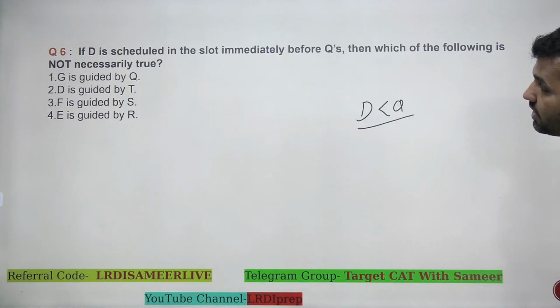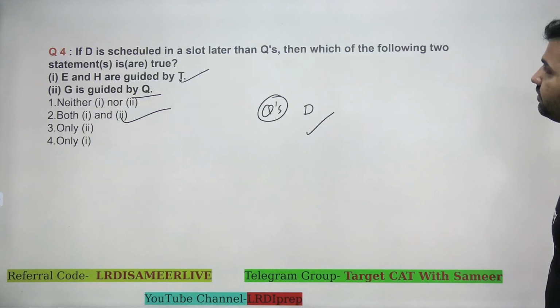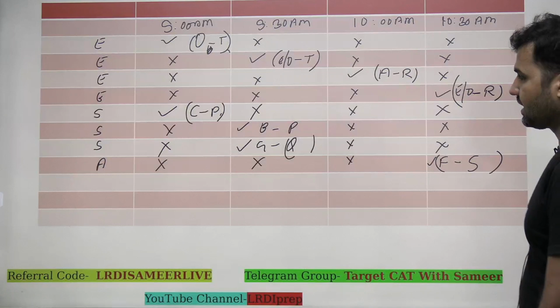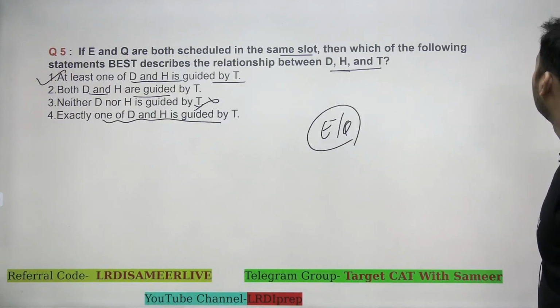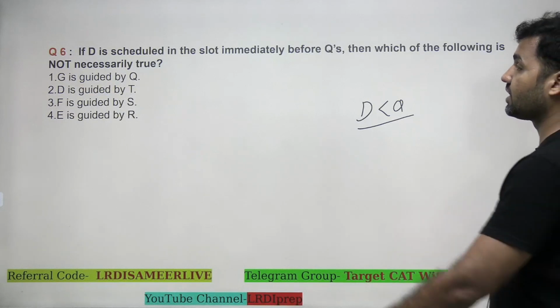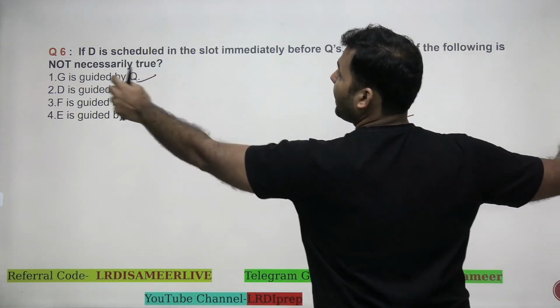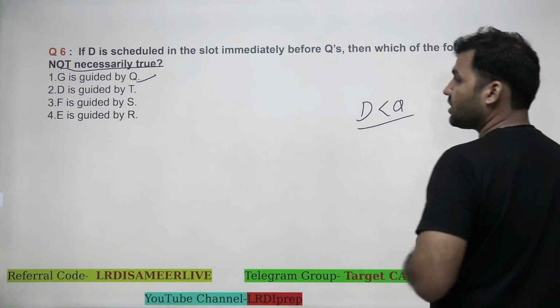Answer options. G is guided by Q. Yes, G is guided by Q. I'm looking for a statement which is not true, not the reverse, right? So G is guided by Q is a true statement. I'm supposed to find out the not necessarily true statement.